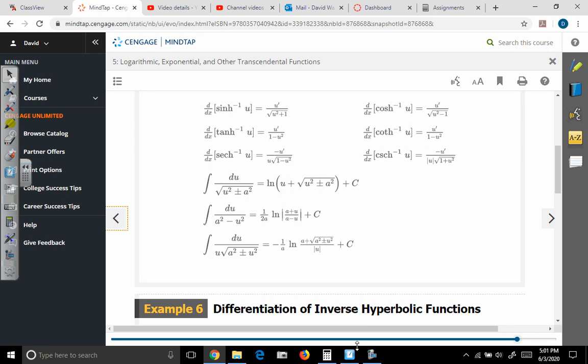Now, if it's a plus in the middle, it doesn't matter what the order is, if it's u and then a or a and then u. But if there's a minus in the middle, this particular one has the u squared first. This one has the a squared first. So notice the difference between these two.